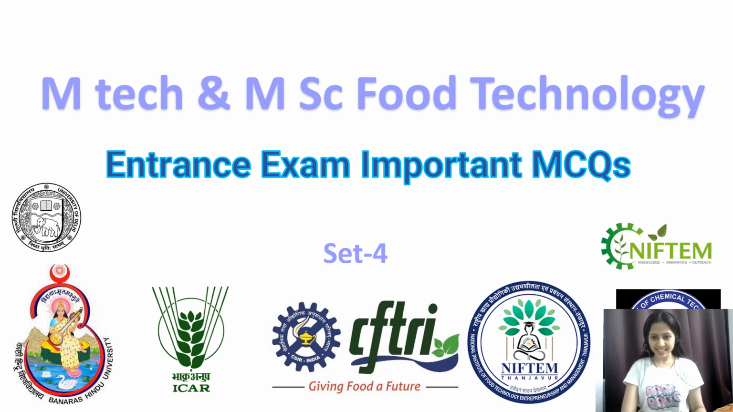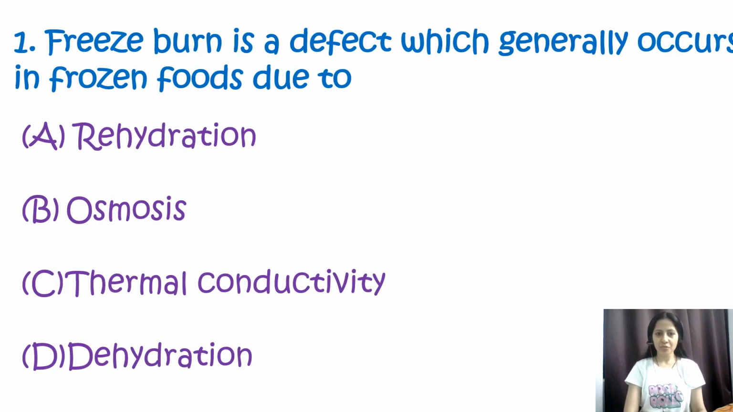So let us proceed. Question number 1: freeze burn is a defect which generally occurs in frozen foods due to, and the options are rehydration, osmosis, thermal conductivity or dehydration. So over here my correct option is D, that is dehydration.